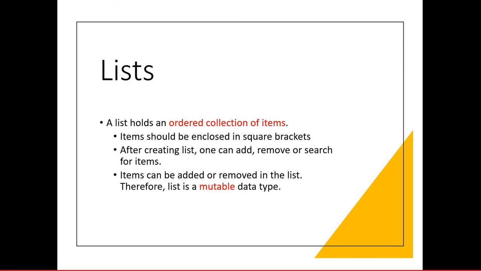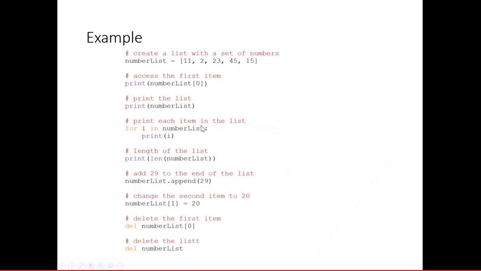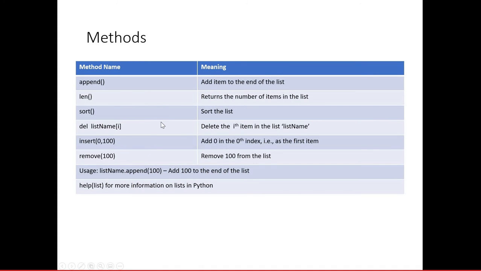So you can create a list. Once you create the list, you can add, you can remove, you can search for items, and then you can add or delete or remove from the list. So since you can manipulate the list, we call it a mutable data type. So that part we did, and here are the ones we actually used.